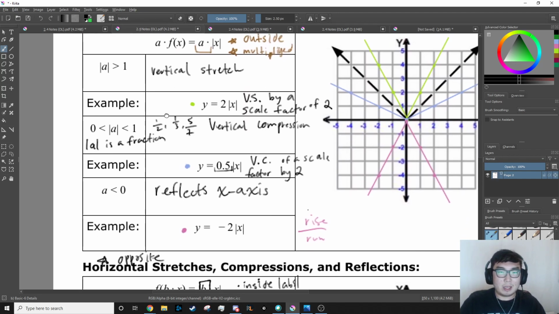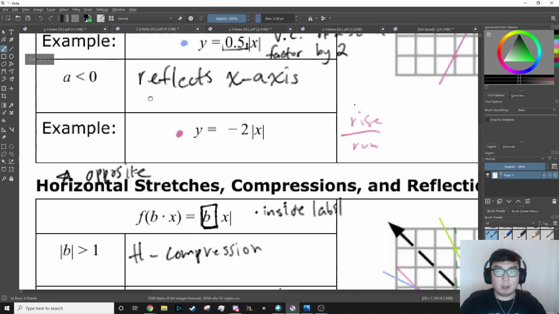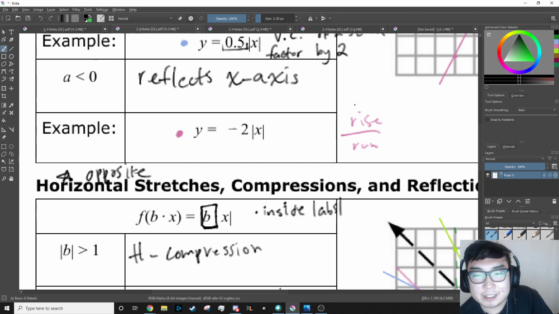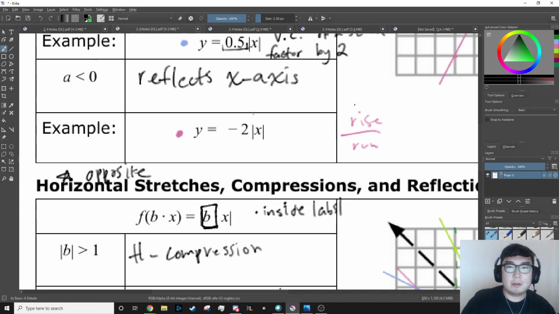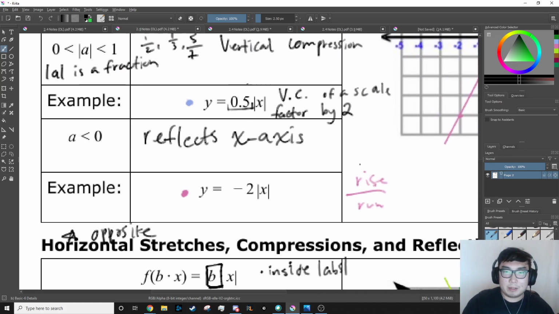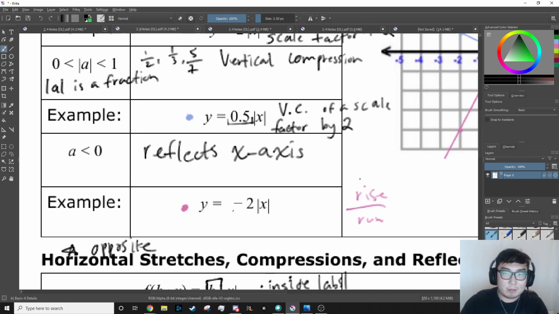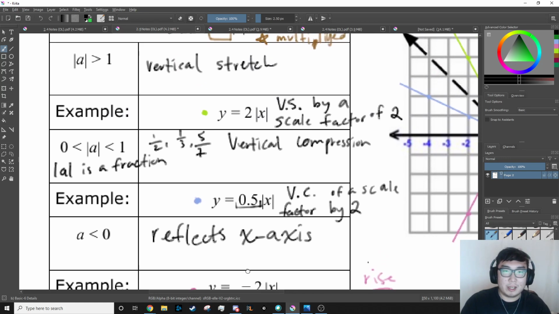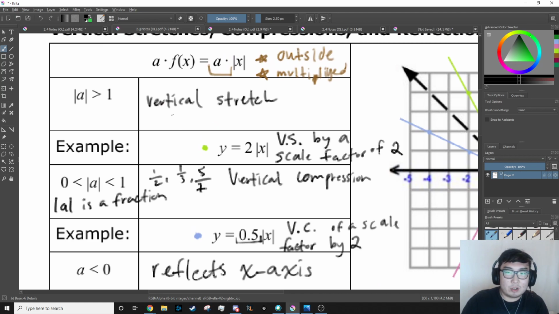If I locate that, it looks very similar. It is this right here. So I'm reflecting over the x-axis, and I have a positive number being multiplied that's bigger than 1, or a negative number that's being multiplied that's bigger than 1. So it must be a vertical stretch by a scale factor of 2.